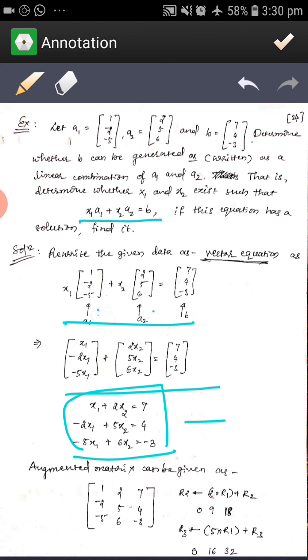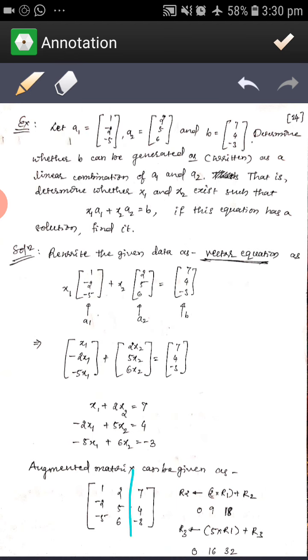As we already know how to write the matrix from the linear equations, x1 is 1, the second term is minus 2, the third term is minus 5, and here x2 is 2, this is 5 and this is 6. The matrix A is this part, and b is 7, 4, 3, so we call this matrix the augmented matrix. To apply the row reduction, we need to use the augmented matrix.